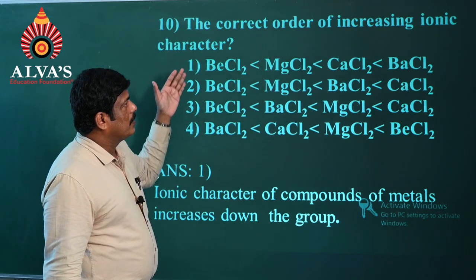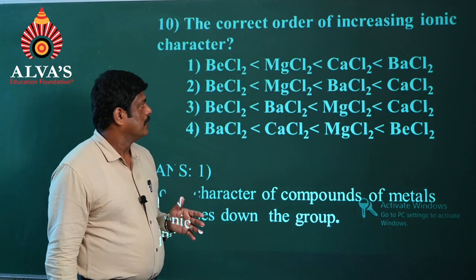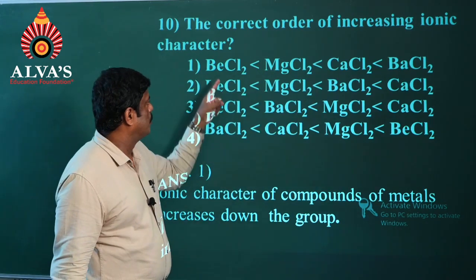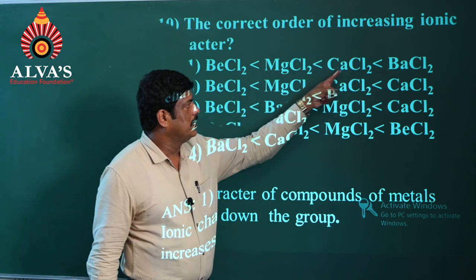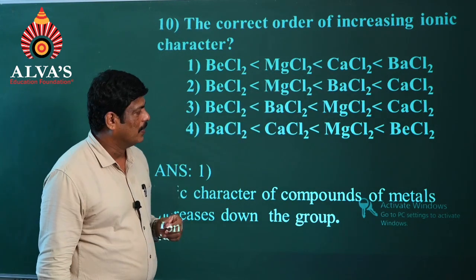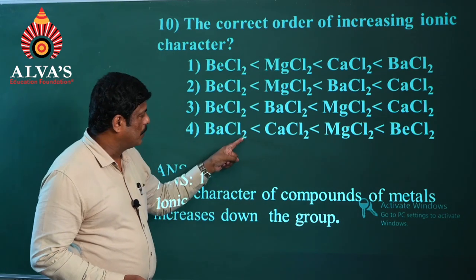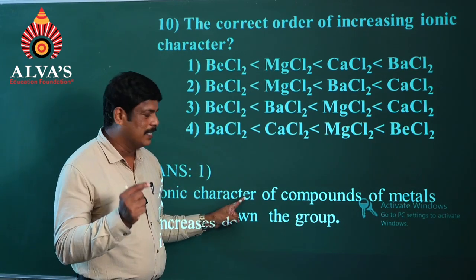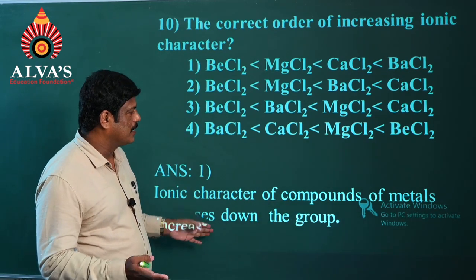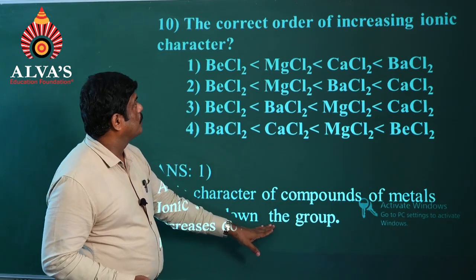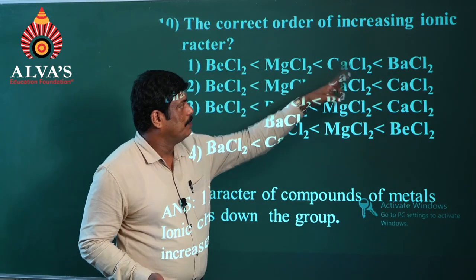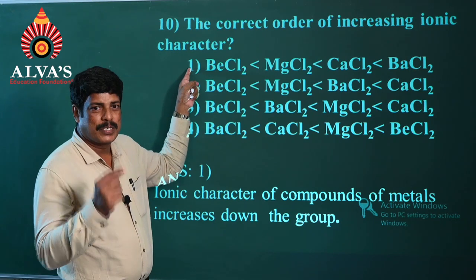Now let us go for the 10th question. The correct order of increasing ionic character. So they have given BeCl2, MgCl2, CaCl2 and BaCl2. Be, Mg, Ca and Ba are the second group elements in the periodic table. Obviously we know that down the group, ionic character increases, or metallic character increases. So if the metallic character increases, obviously ionic character also increases. So Be, Mg, Ca, Ba. So this is the correct option. Okay, the first one is correct.